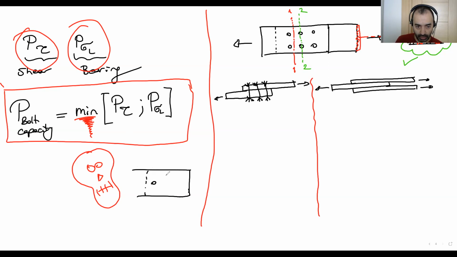Sometimes we can do these type of connections. So for this, where do you check this section? On 1, 1, on 2, 2, or on 3, 3. Okay, where do you check this section?